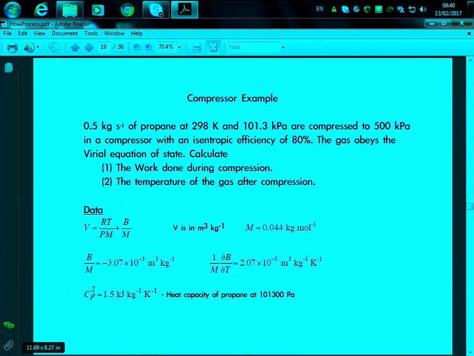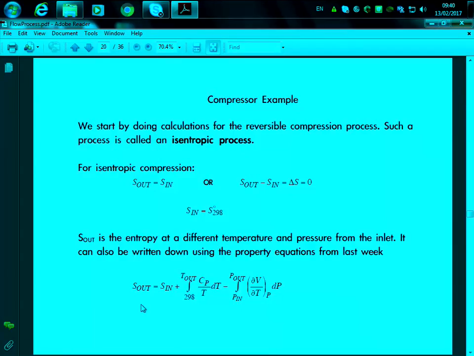So we always said that we were going to start our calculation, first of all, assuming an isentropic process, right? If we have an isentropic compression, then the entropy of the inlet will be equal to the entropy of the outlet. Therefore, delta S equals 0. So the entropy of the inlet is equal to the entropy at this condition, 298, which is the condition where the propane is entering the system.